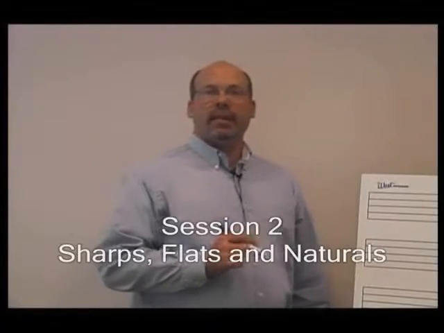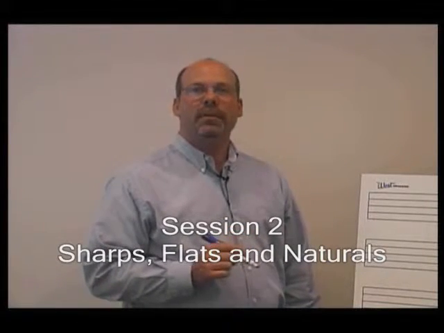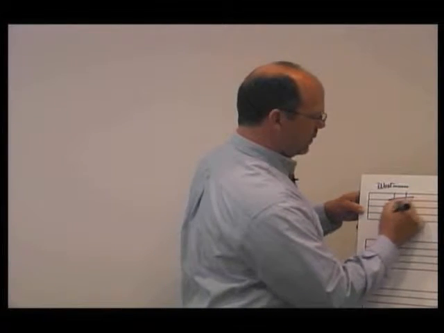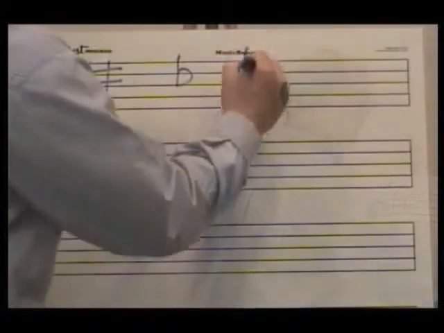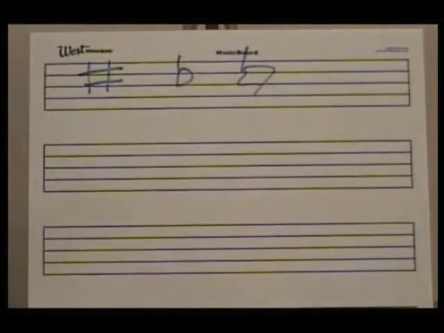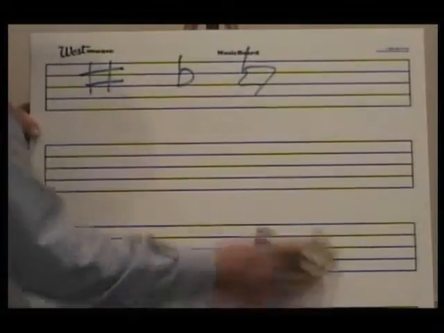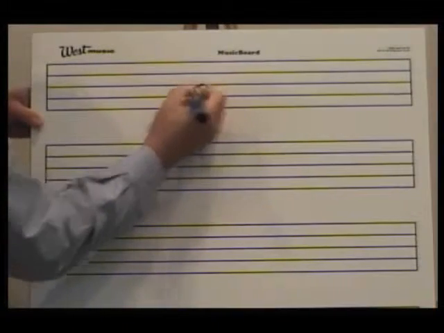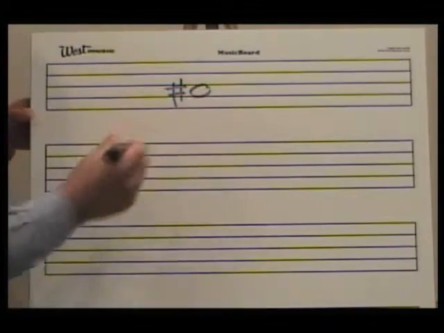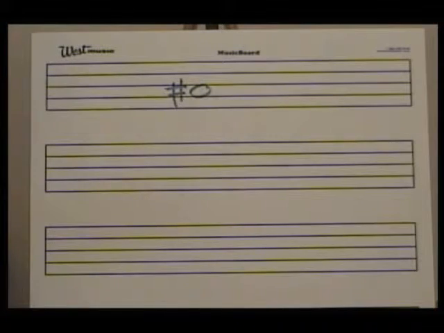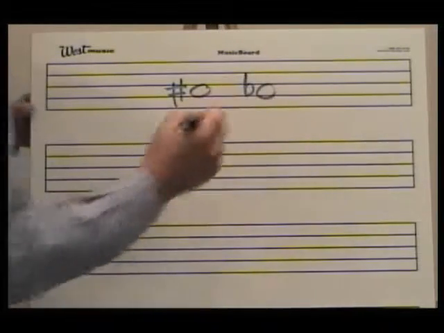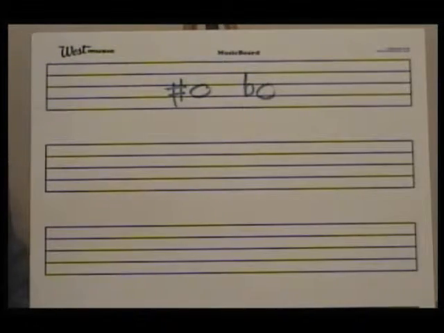Now I'm on page 7 in your packet, Session 2, Sharps, Flats, and Naturals. These are also called accidentals. Sharps, flats, and naturals all have a specific purpose. I can take any note, add a sharp before it, and it raises the pitch of that note by 1/2 step. I could also take a note, put a flat in front of it, which looks like a lowercase b, that lowers that note by 1/2 of a step.